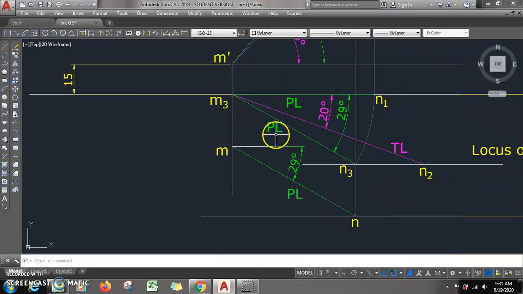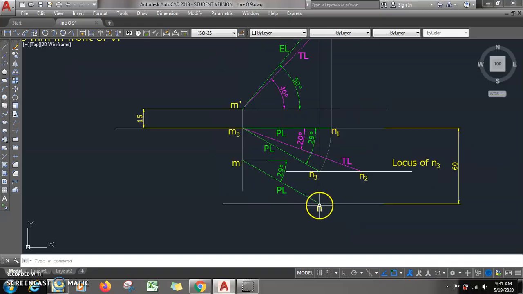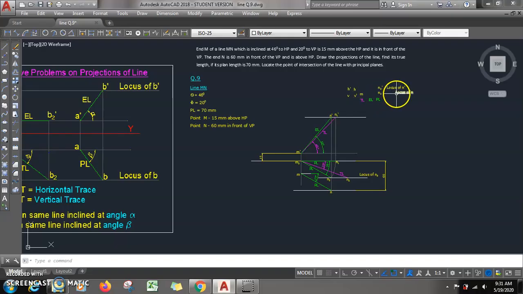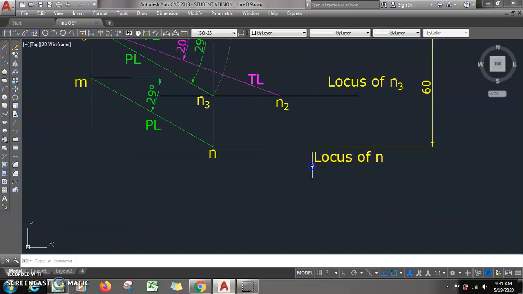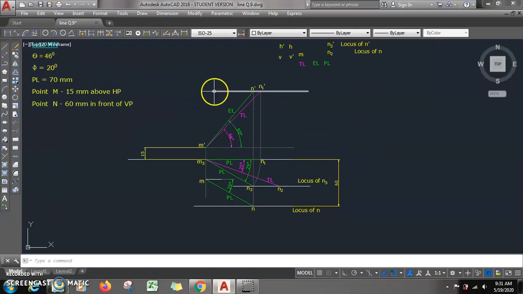Okay, so this is my final projection where point N is at a distance of 60 mm, and this locus is called as locus of N. Okay, so this is the complete solution.